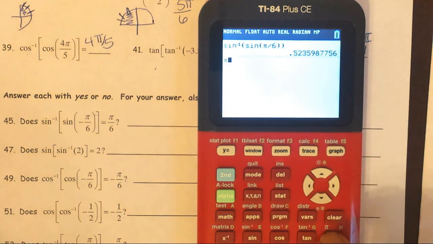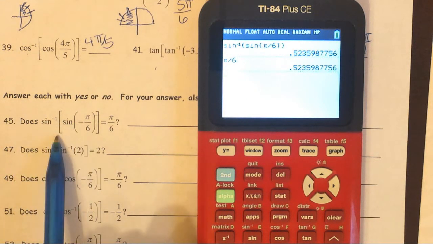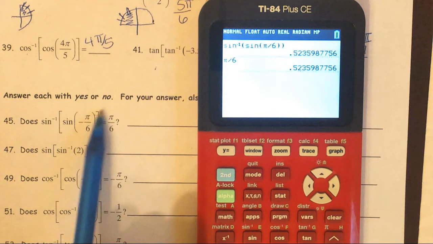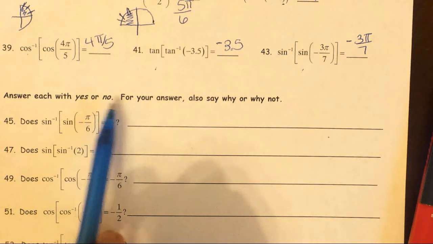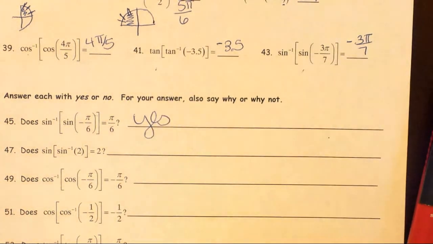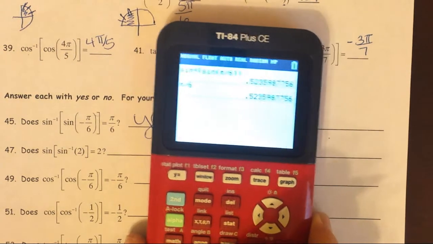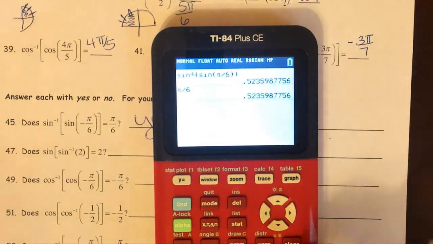I'm going to type in pi divided by 6. So it looks like the left side that I entered in the calculator and the right side that I entered in the calculator are exactly the same. It says answer each with a yes or no. Yes, that matched. Oh wait, you know what? I didn't type it in right. Nobody caught me. This should have been a negative here, so now I have to check it again.